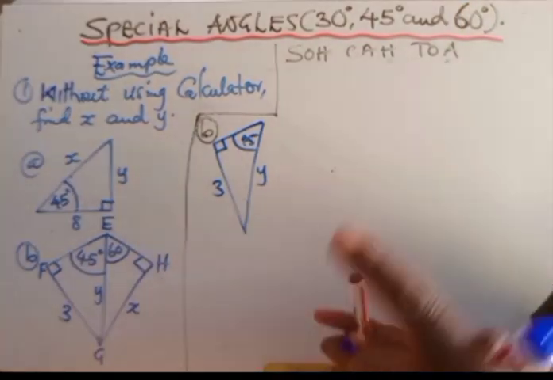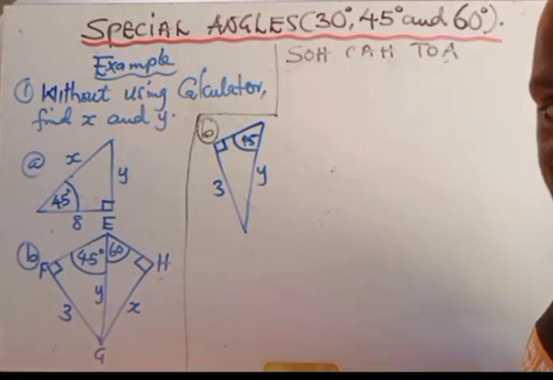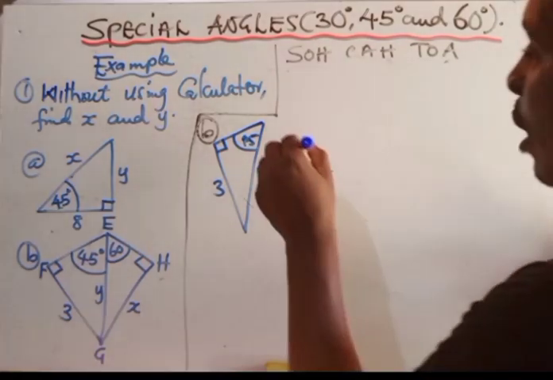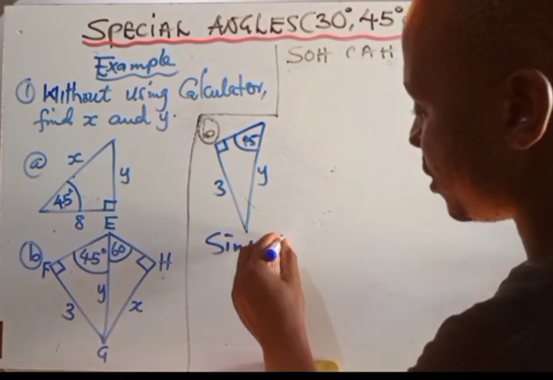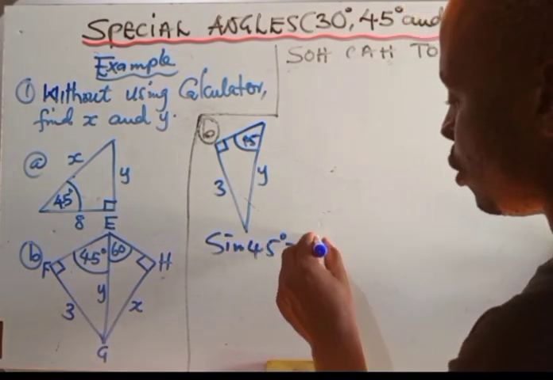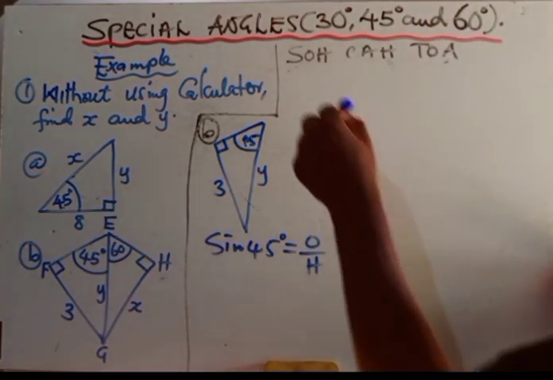Then this 3 is opposite because it is opposite to that angle 45. So which one has got O and H, or opposite and hypotenuse? Definitely it is sine. So we are going to say sine 45 degrees is equal to opposite over hypotenuse. Now what is sine 45?